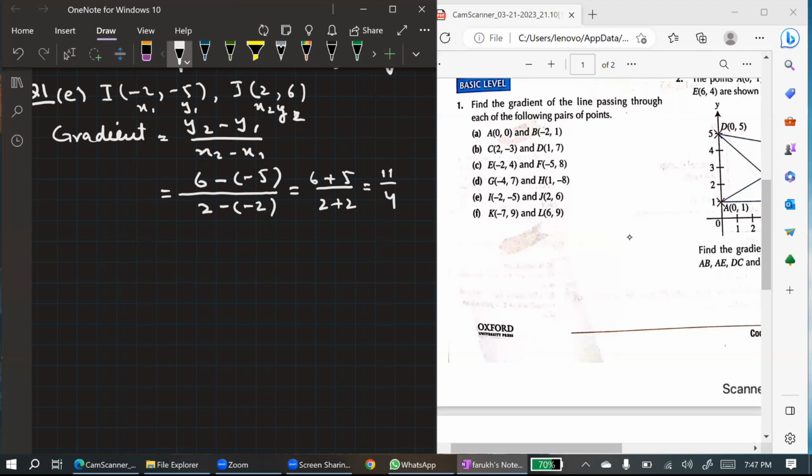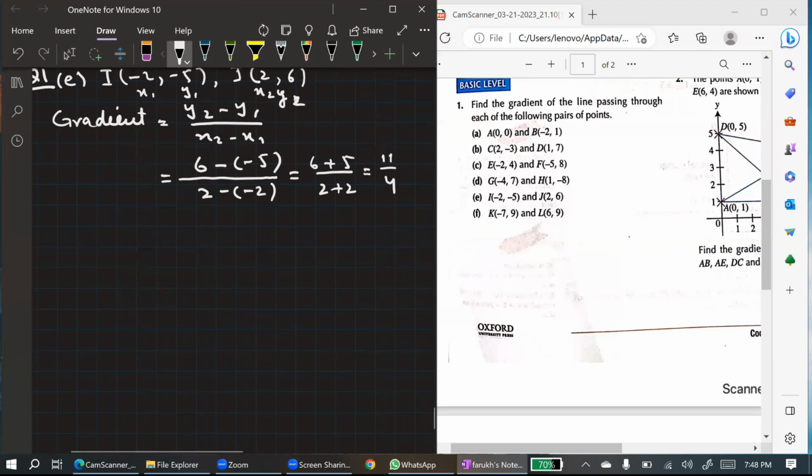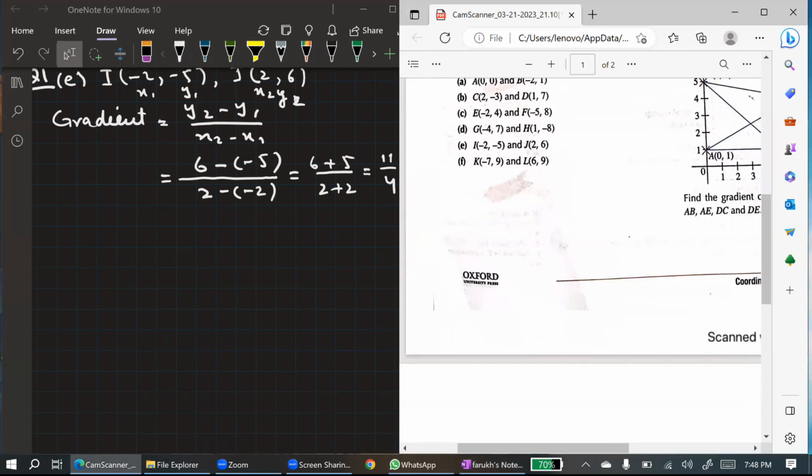It means if there is a change of 11 units in y, the change in x is 4 units. Or if there is a change of 4 units in x, there is a change of 11 units in y. Is this clear? Yes. Okay.